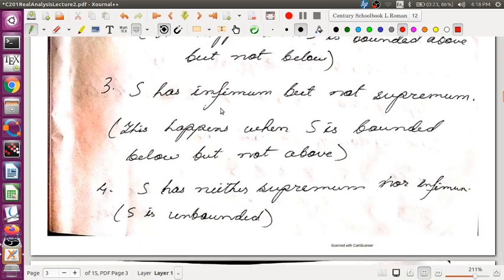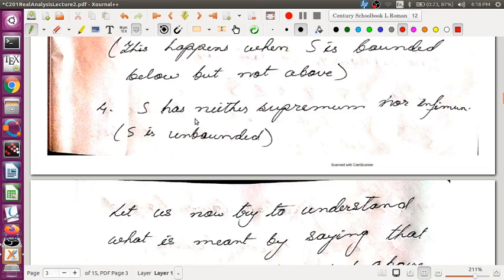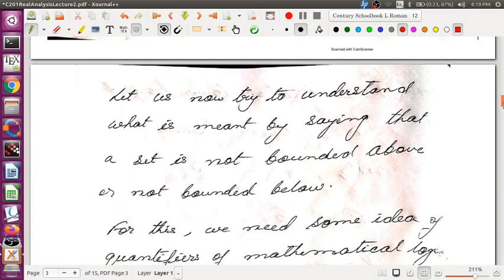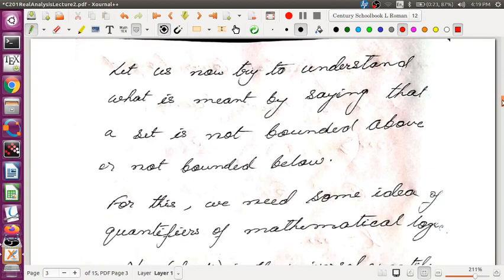The third condition is S has an infimum but does not have a supremum. This happens when S is bounded below but not bounded above, right? And the fourth possibility is S has neither supremum nor infimum. Suppose the set of rational numbers or the set of irrational numbers: there is no upper bound, there is no lower bound, right? So these are unbounded sets. So let us now try to understand what is meant by saying that a set is not bounded above or not bounded below. Okay, this part is very important: how to deal with the negation.